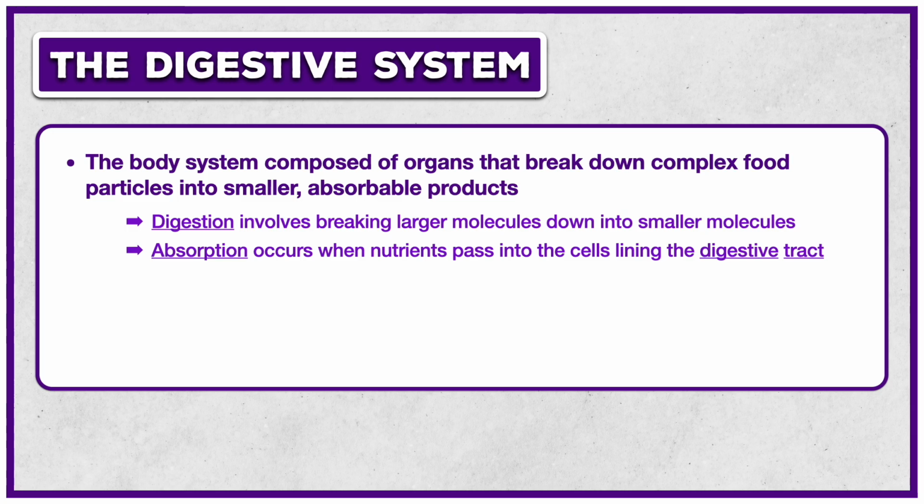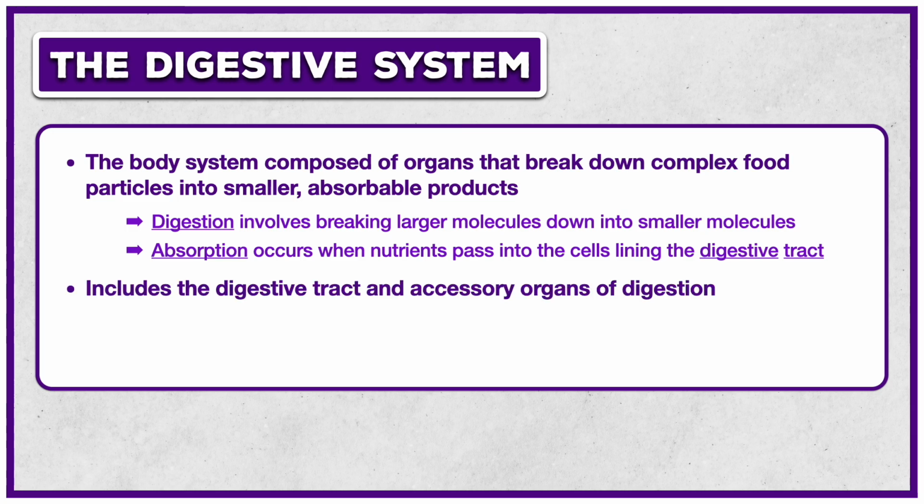Absorption occurs when nutrients pass into the cells lining the digestive tract, which is the long, flexible tube through which food and beverages pass. Nutrients are technically only inside the body once they're absorbed. The digestive system includes the digestive tract and accessory organs of digestion.